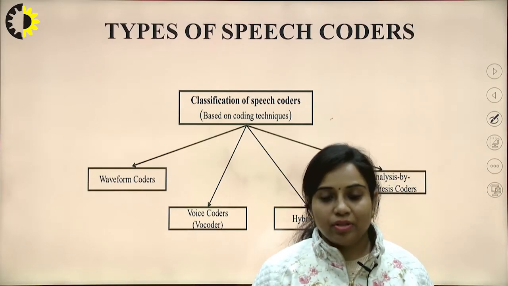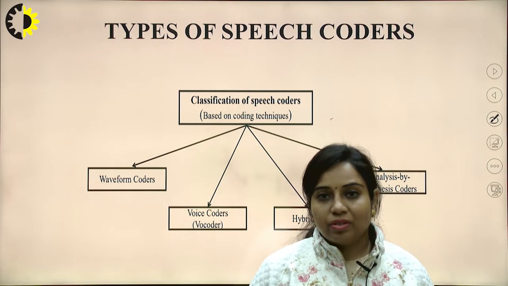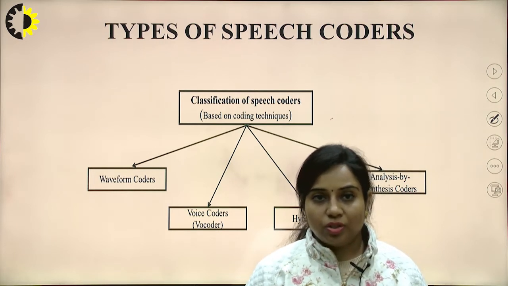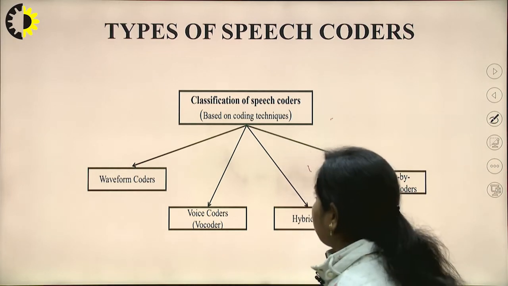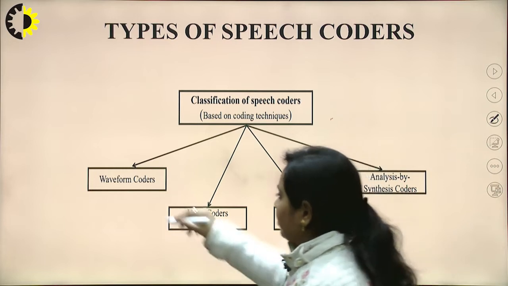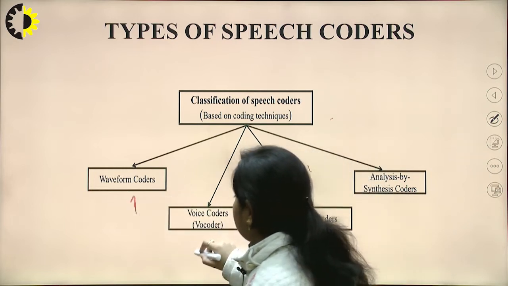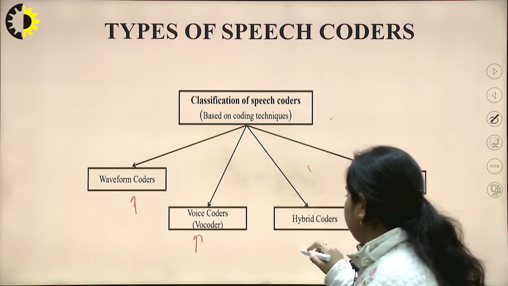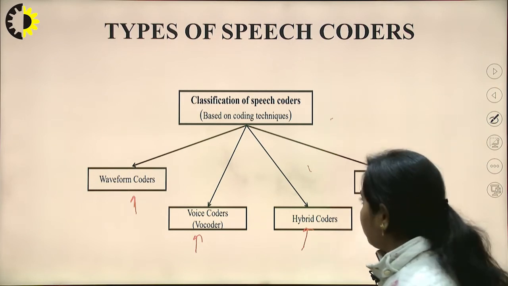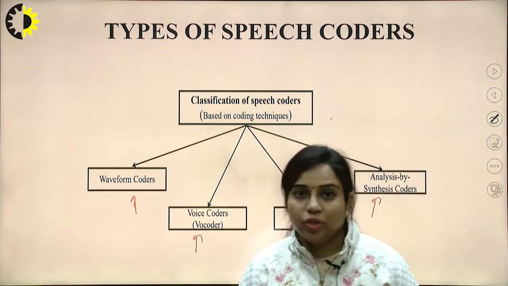So till now we have discussed what a speech coder is and the human speech production system. Now we are seeing the classification of speech coders depending on the coding techniques. First is the waveform coder, second is the voice coder or vocoder, then hybrid coders, and then analysis by synthesis coders. So these are the 4 different types of speech coders.